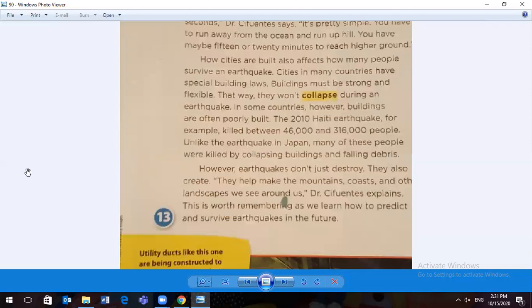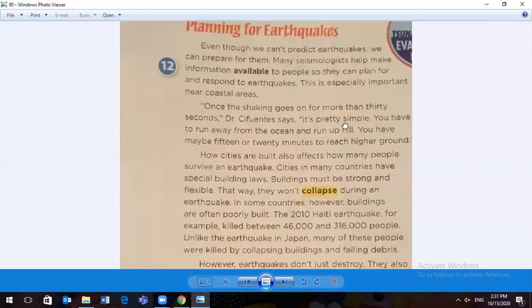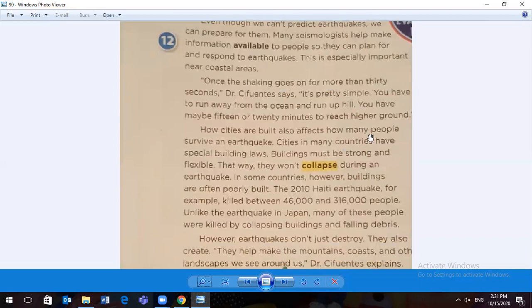All right, so we're talking about being prepared. It tells us that we should run to higher ground when there is a tsunami coming, when there's water coming towards you, and you have about 15 or 20 minutes to reach higher ground. So this is for a tsunami. For an earthquake, we need strong buildings that don't collapse, and we need to stay away from, we read this before, falling debris, and we should also stay away from glass. Okay, we talked about that as well in class.